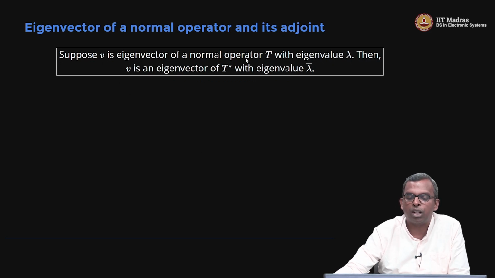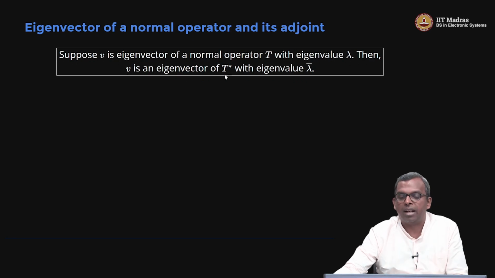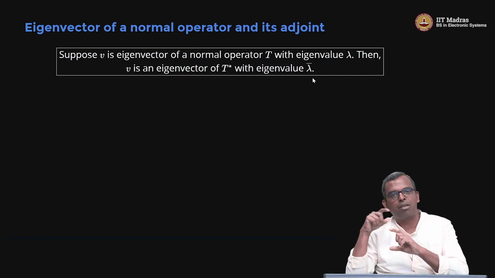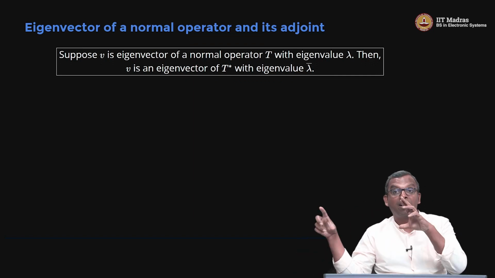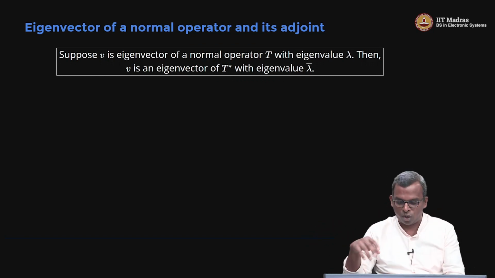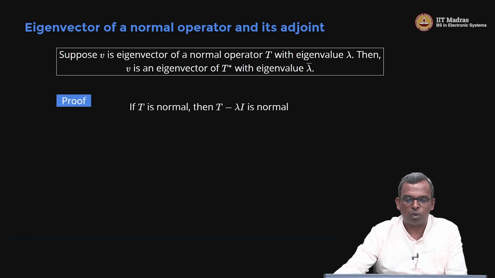If V is an eigenvector of a normal operator T with eigenvalue lambda, then V is also an eigenvector of T star with eigenvalue lambda bar. So, that's the connection. I know T has eigenvalue lambda, T star will have eigenvalue lambda bar, but the eigenvectors of these two are the same when T is normal. It's a very strong connection, and the proof goes through quite easily. It's a little bit involved, but maybe you can see it very quickly.